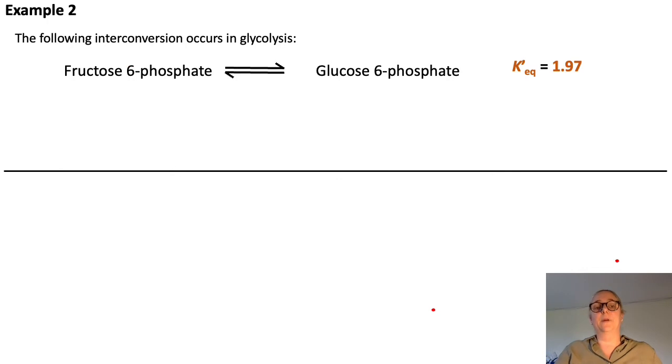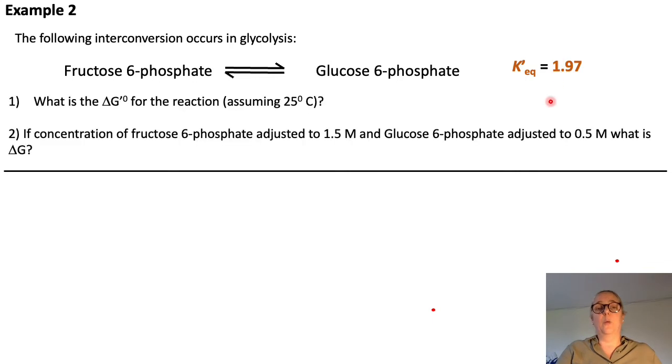In our next example, example 2, we're looking at glycolysis, so the interconversion of fructose 6-phosphate to glucose 6-phosphate. It has an equilibrium constant of 1.97. What is the standard free energy change for the reaction, assuming the temperature is 25 degrees? And if the concentration of fructose 6-phosphate is adjusted to 1.5 molar, and glucose 6-phosphate adjusted to 0.5 molar, what is the free energy?